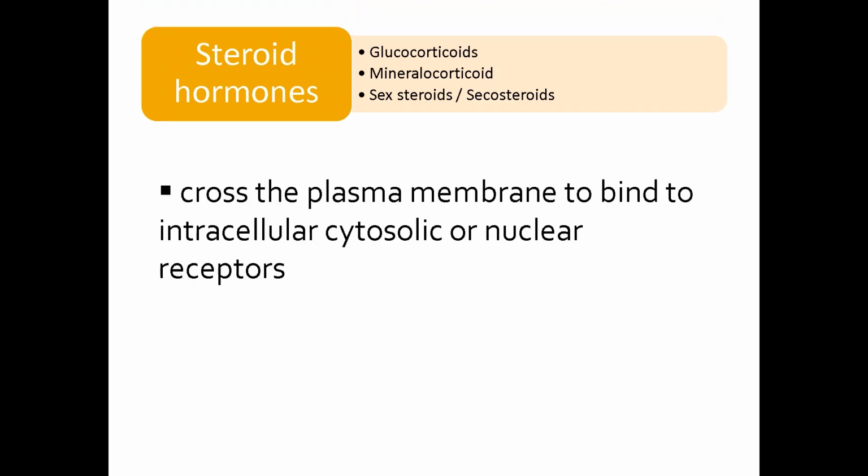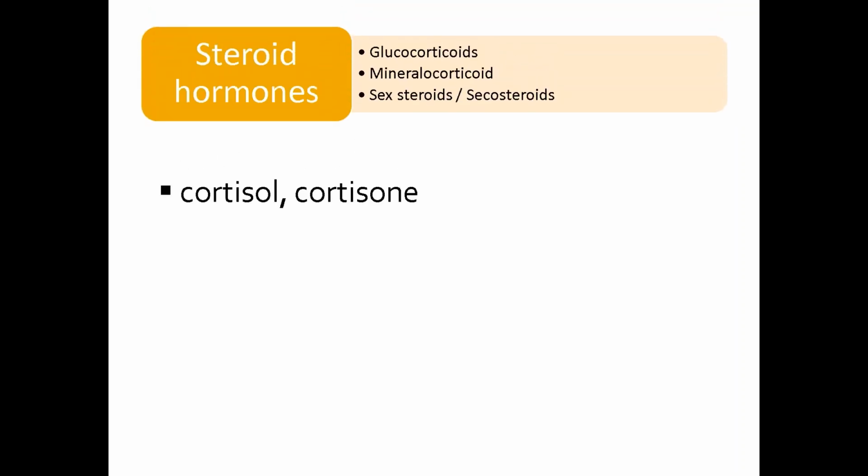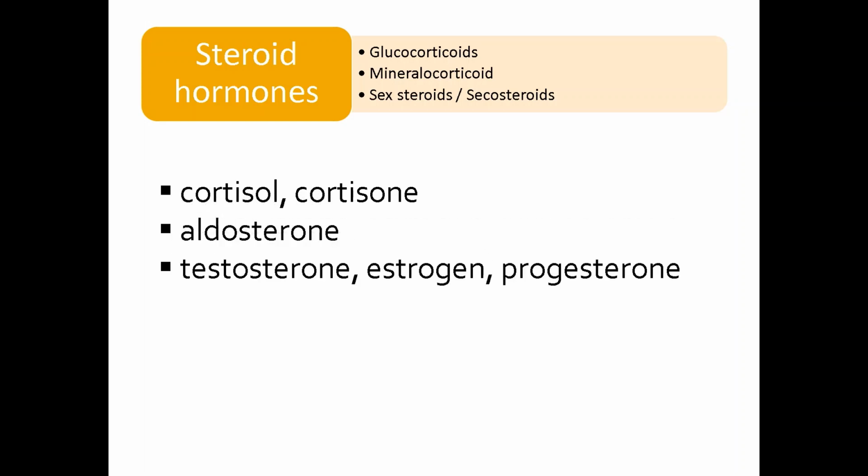Being lipophilic in nature, they readily cross the plasma membrane to bind to intracellular, cytosolic, or nuclear receptors. And the half-life can range from as little as 4 to as much as 170 minutes. Examples of these are cortisol and cortisone, aldosterone, testosterone, estrogen, and progesterone, which have been discussed in the previous module, in the previous bimonthly. Calcidiol and calcitriol, or vitamin D, were already discussed in the first bimonthly.